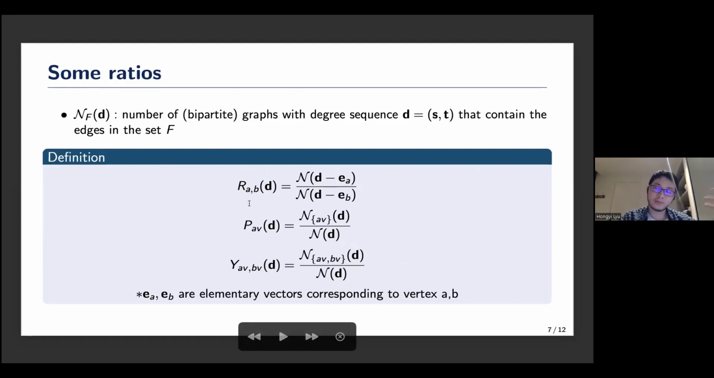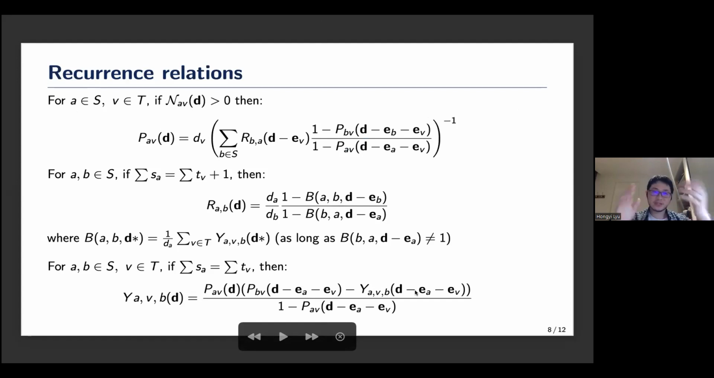And we note that because we're dealing with a uniform distribution, we can regard these three ratios here as probabilities in some sense. For example, the P and Y here can be regarded as the probabilities that a bipartite graph satisfying the degree sequence D contains the edge AV, or the edges AV and BV. And the ratio R is actually the most important of the three, and it can be seen as the ratio of probabilities of adjacent degree sequences. And we can then derive a system of recurrence relations for these three ratios.